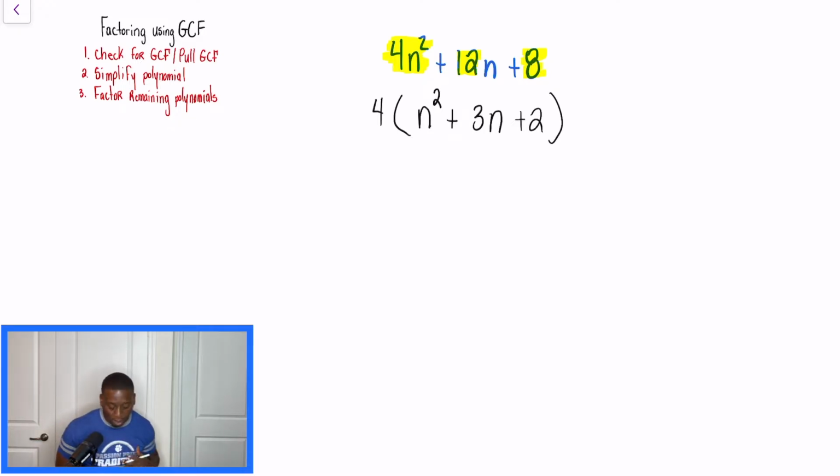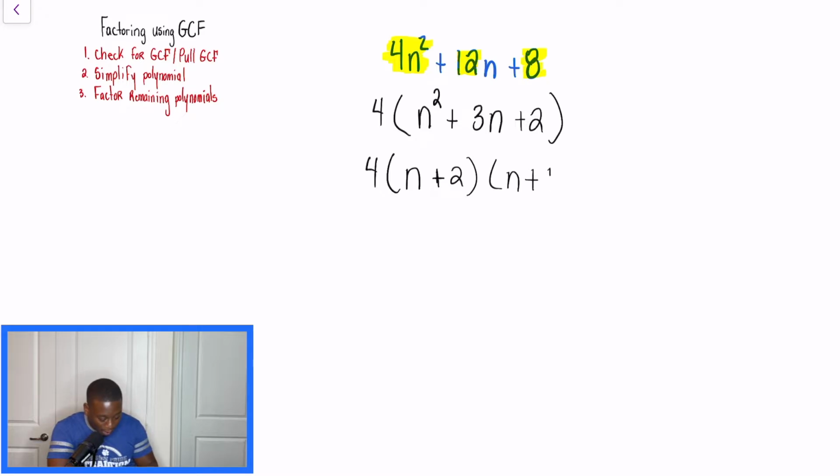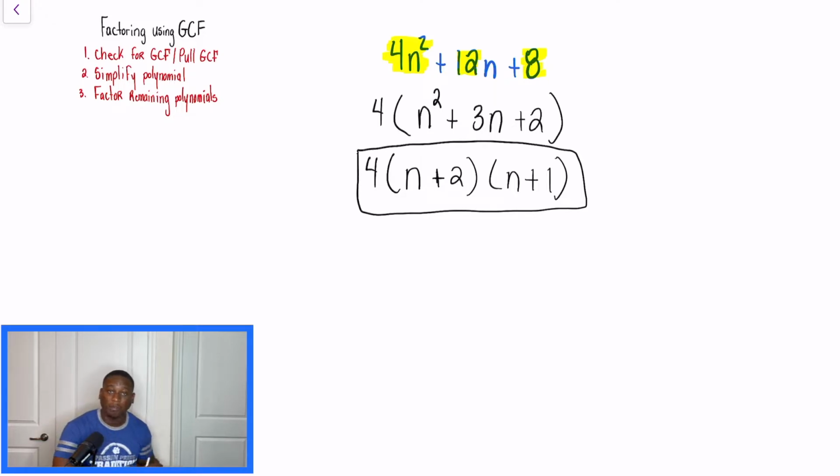And it's the same thing. We're looking for factors that when we multiply, it gives us 2, and when we add, it gives us 1. So luckily for me, I know that that's going to be n plus 2 and n plus 1. And if you're asking why that 4 is out in front, it's a part of the answer. We pulled it out, and after we multiply n plus 2 and n plus 1 back together, we have to then multiply it by 4 to get our final answer. So this is what we mean when we say factoring using the greatest common factor.